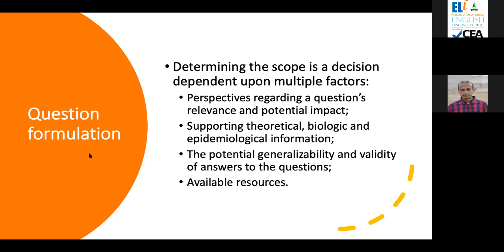Now we can also see that determining the scope is a decision dependent upon multiple factors. The scope of the review will be dependent on perspectives regarding the question's relevance and potential impact. Perspectives mean that sometimes a particular research question can have different aspects. As we were just looking into your questions when you were writing, for example, there was a question I was reading on education in the time of COVID-19.